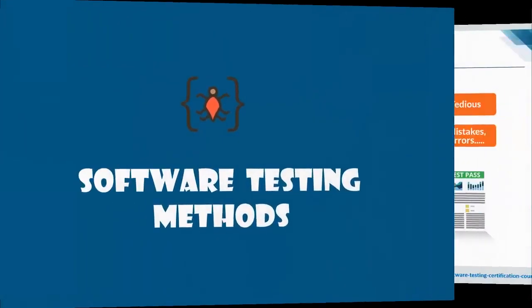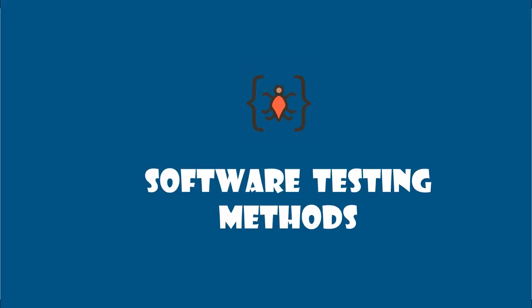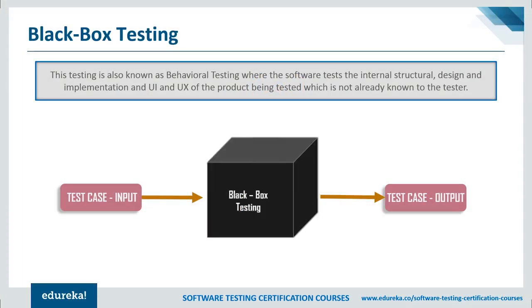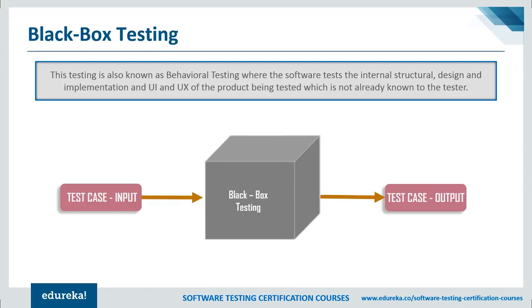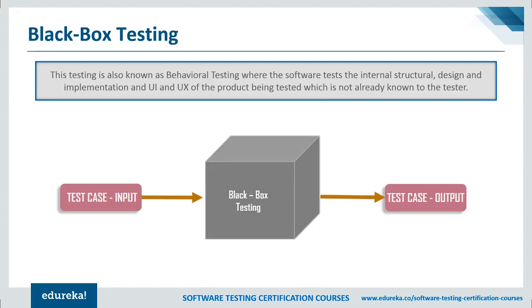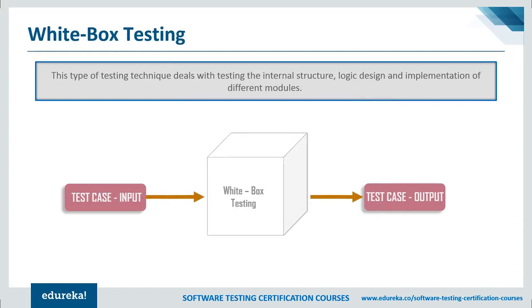Now let's see different testing methods of software. First is black box testing. This testing is also called behavioral testing, where the tester does not know the internal structure, design and implementation of the product being tested. That is the reason it is called black box, where the input is passed as a test case to the black box, but the internal implementation details are not known to the tester and the output is given.